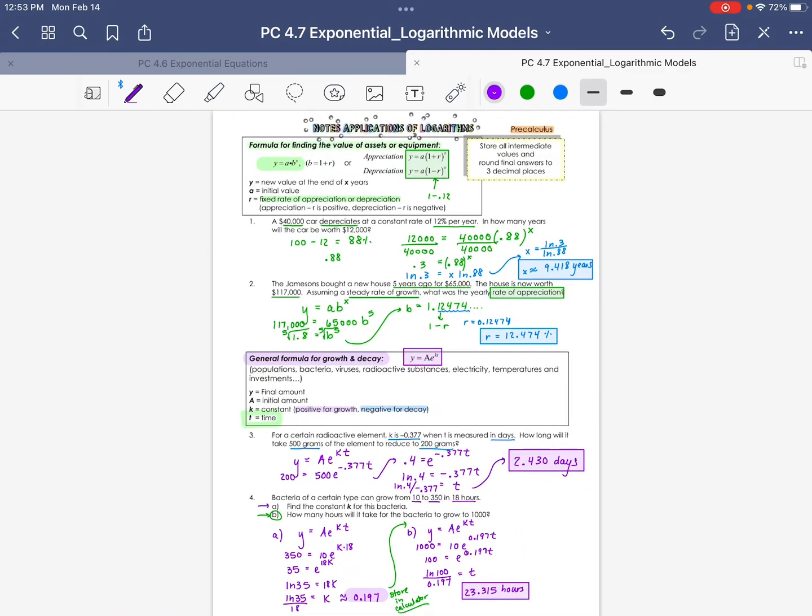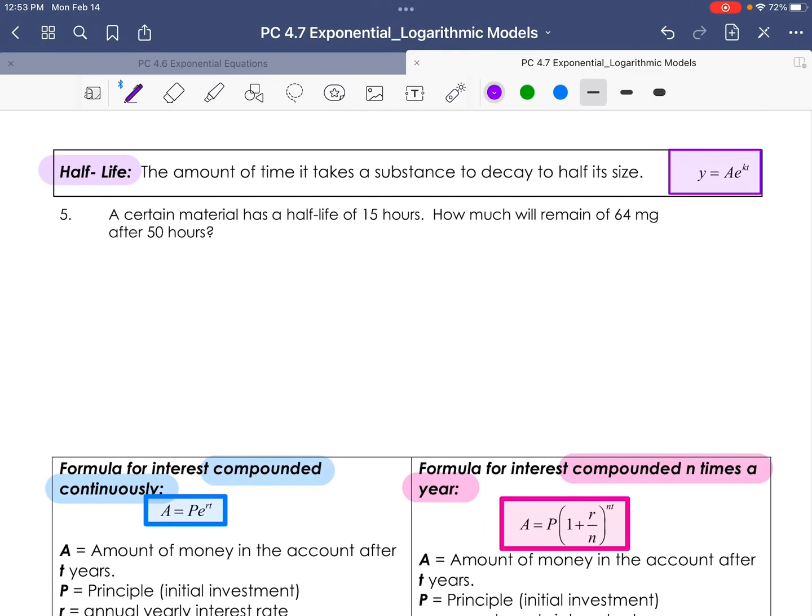All right. Last example, half-life. Those of you who have taken biology may have seen some examples of half-life. So problems like this, half-life is basically the amount of time it takes for any substance to decay to half of its size. So you're always going to be using this same general growth and decay formula for half-life. In this example, a certain material has a half-life of 15 hours.